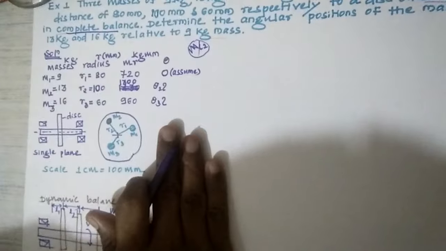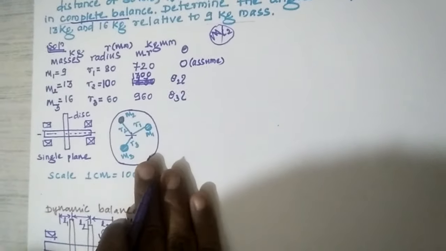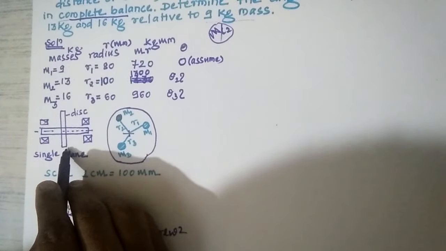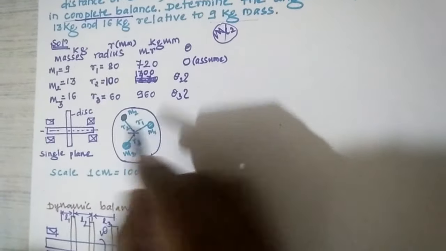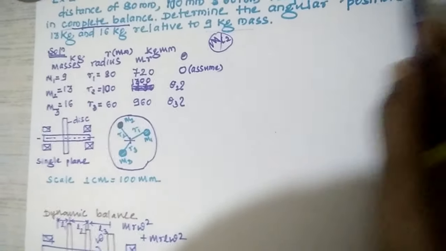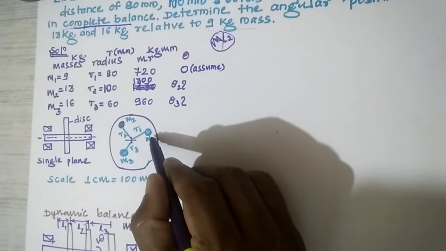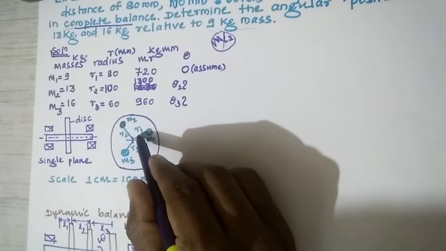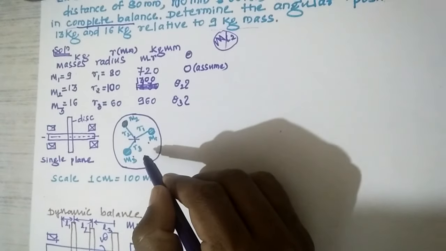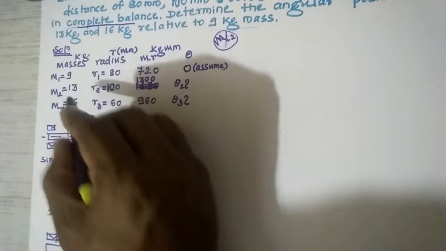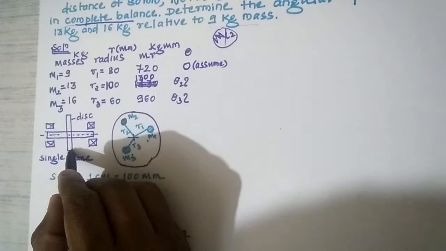This is an example related to static balancing. Why do you say it is static balancing? Because in static balancing it is a single plane. I have taken a side view here, with M1 on the single plane or disc. All three masses M1, M2, M3 are in a single plane at distances R1, R2, R3. They are not given any distance between two planes, because this is a single plane, which means you have to consider static balancing only.